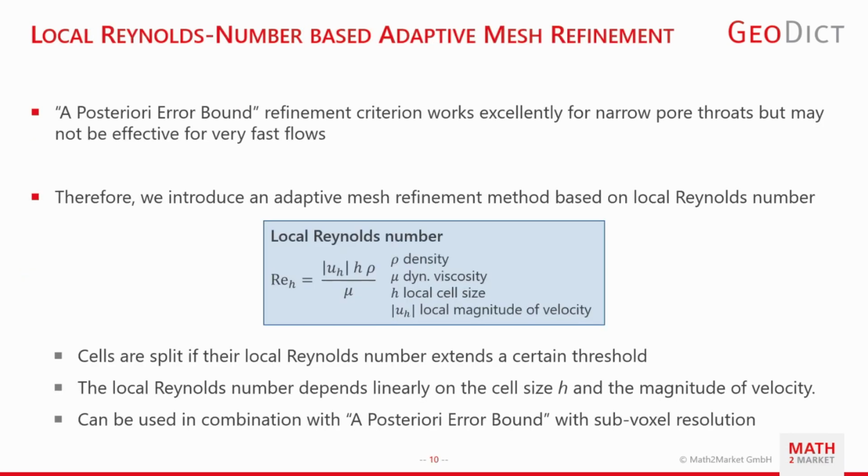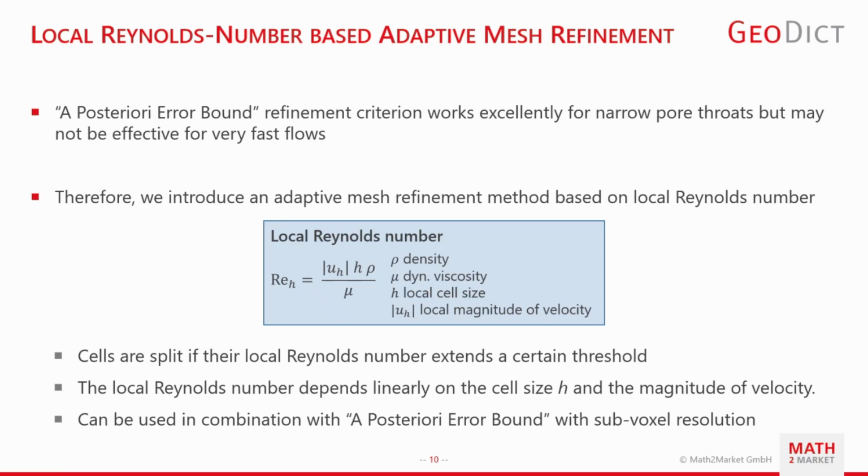We also want to do faster flows in GeoDict. And maybe this mesh refinement criterion is not ideal for fast flows. So we had the idea to use the local Reynolds number to decide where cells should be split. And here you can also see the definition of a local Reynolds number.